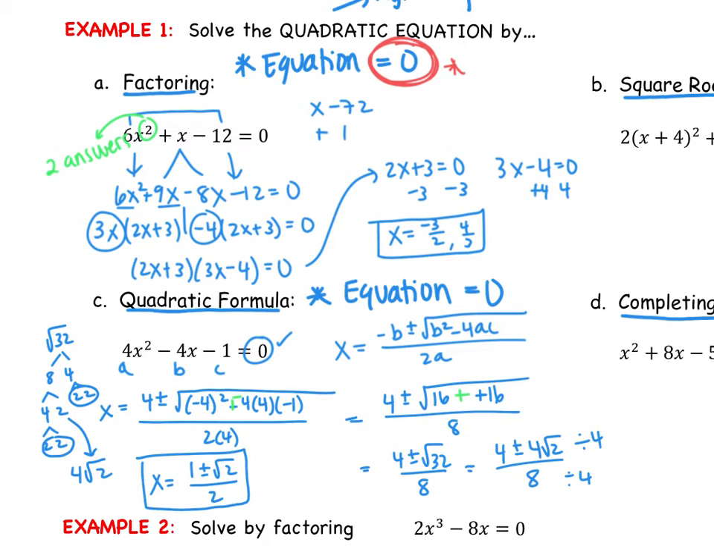Remember we talked about x squared, there's going to be 2 answers. We do in fact take 2 answers. 1 plus root 2, 1 minus root 2. Questions before we look at the next 2 methods?